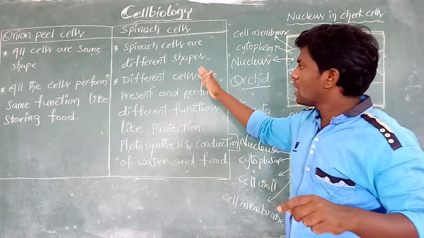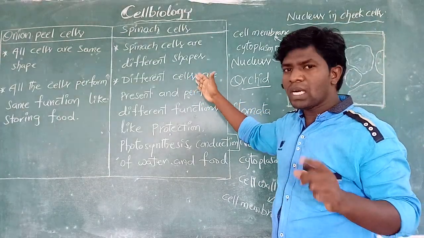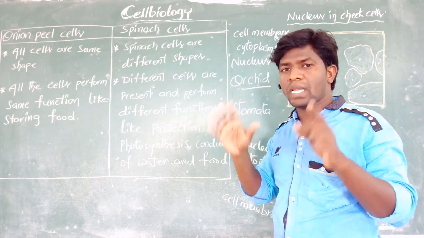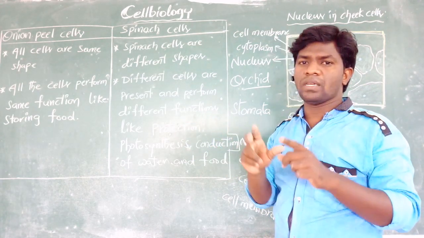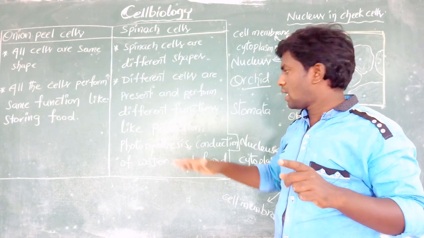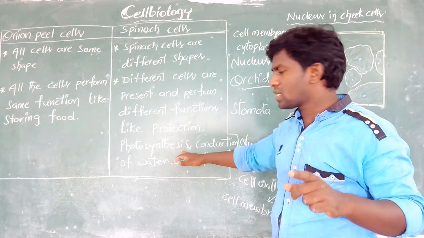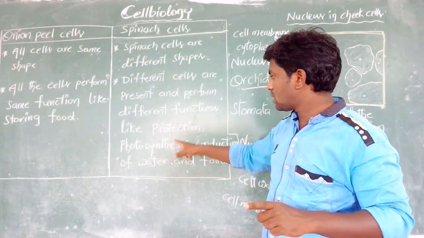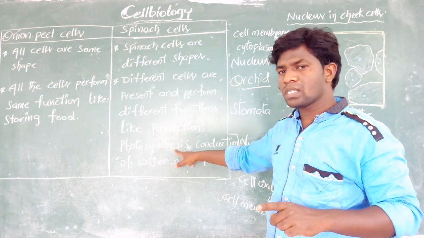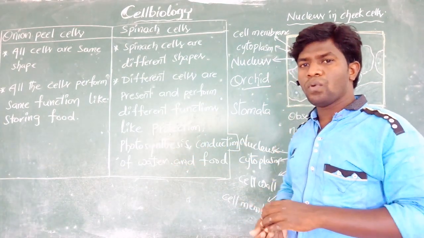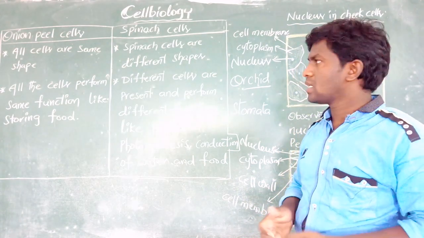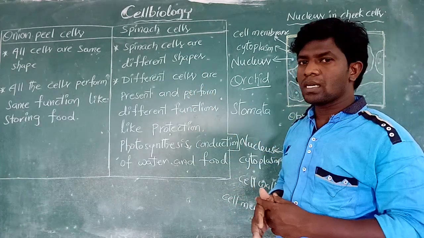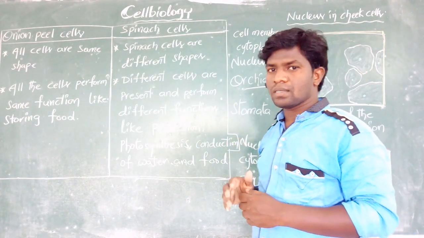And next, spinach cells. Different spinach cells perform different functions like protection, photosynthesis, and conduction of water and food. Protection, photosynthesis, and conduction of water and food are performed by spinach cells. These are the differences between onion peel cells and spinach cells.